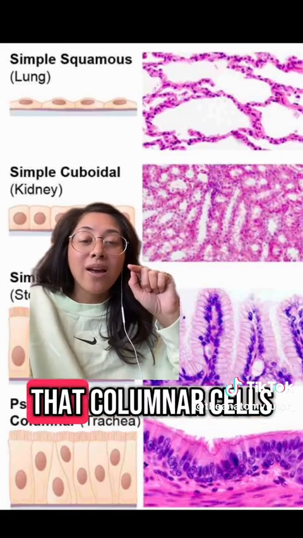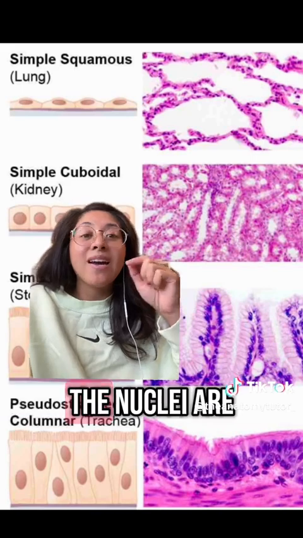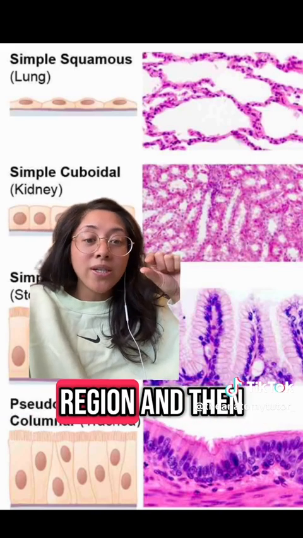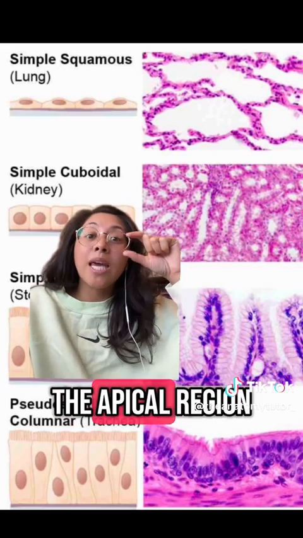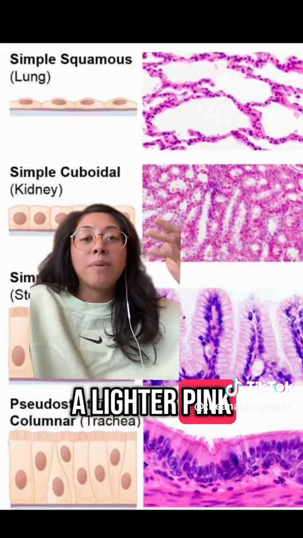You'll always know that columnar cells are columnar cells because the nuclei are all lined up on the basal region, meaning the lower region. And then the upper region, the apical region of the columnar cells, is usually going to be a lighter pink or fuchsia color.